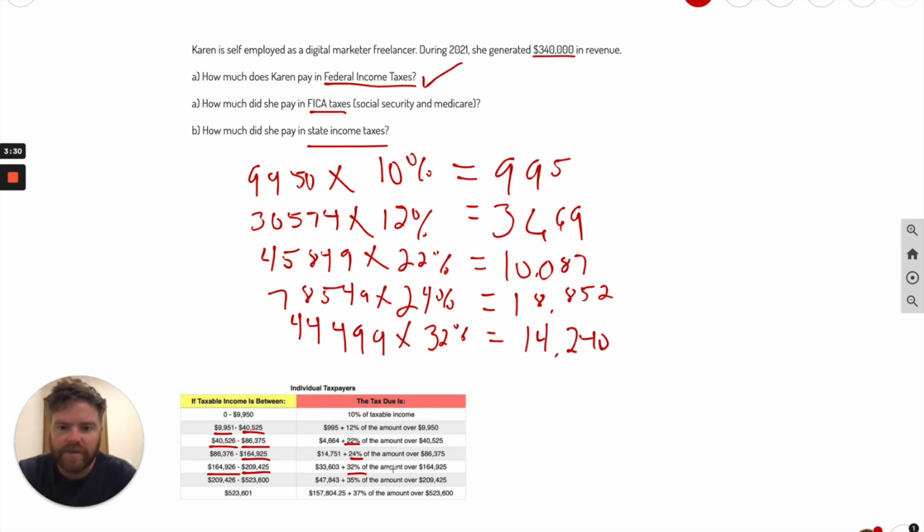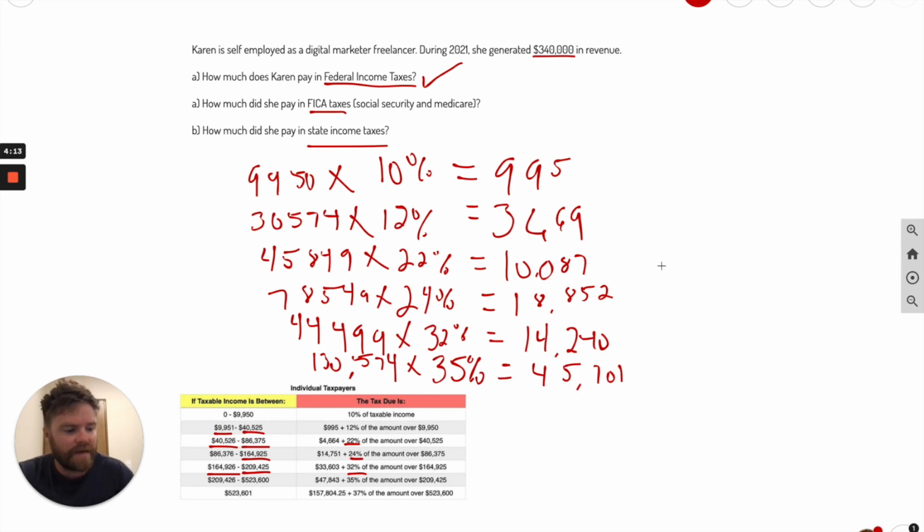Okay, and the last one here, because we only take the 340,000 that she made minus the 209,426. So 340 minus 209,426. And the last amount is 130,574. Multiply that times the next one, which is 35%, 0.35. And we get 45,701 rounded up.